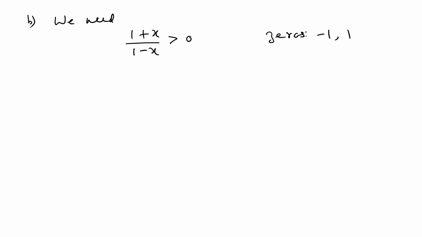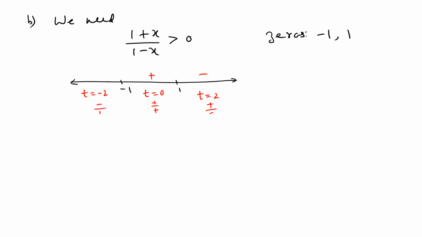We put them on a number line in order, -1 to 1, and then pick test points. We pick a test point 2 on this side. Plugging in 2, the top is plus and the bottom is minus, so the result is minus. Then t equals 0 gives 1 over 1, which is positive. Then t equals -2: the top is negative, the bottom is positive, so it's negative. So only in the middle is it positive.